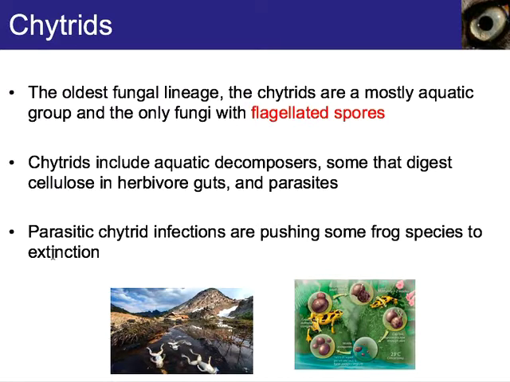There's a parasitic chytrid that is pushing some frog species to extinction. What happens is they infect the skin of the frog and the frog can no longer breathe. So chytrids are the oldest fungal lineage, they make flagellated spores, and they're parasitic to frogs.